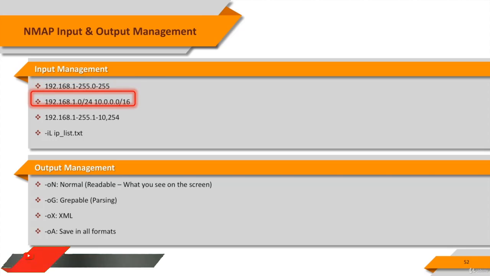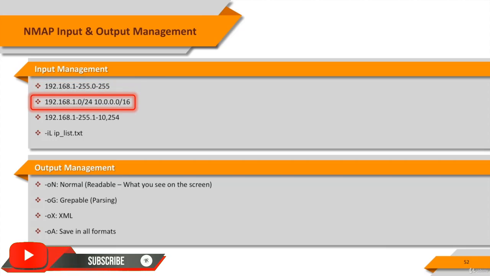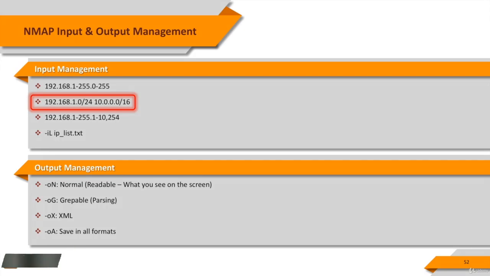You can scan more than one IP block in a single query. The example in the slide scans 2 ranges. The first range is between 192.168.1.0 and 192.168.1.255. And the second range is between 10.0.0.0 and 10.0.255.255. Since I don't have a second network on my Kali, I continue with the third example.